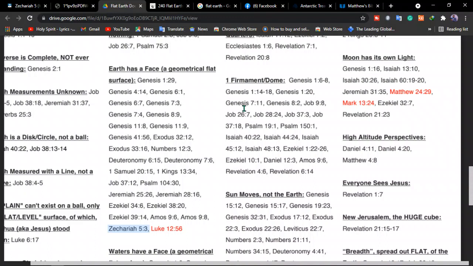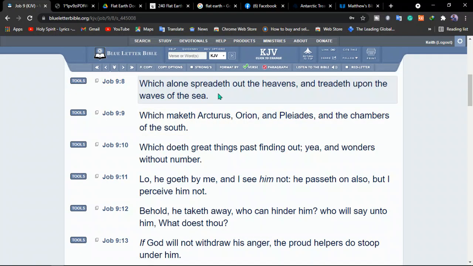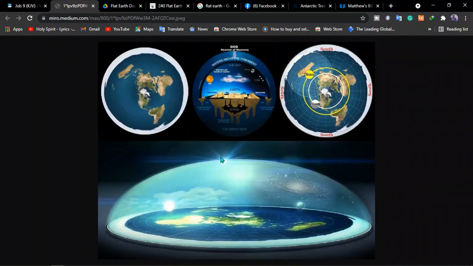Now, let's look at the firmament. I think I've explained much about the firmament, but let me show you other verses outside Genesis where you can be able to understand about the firmament, okay? The dome, the dome of the earth. The Bible says about this dome, which alone spreadeth out the heavens and treadeth upon the waves of the sea. You see, spreading out the heavens and treading the waves of the sea. Making some sense?